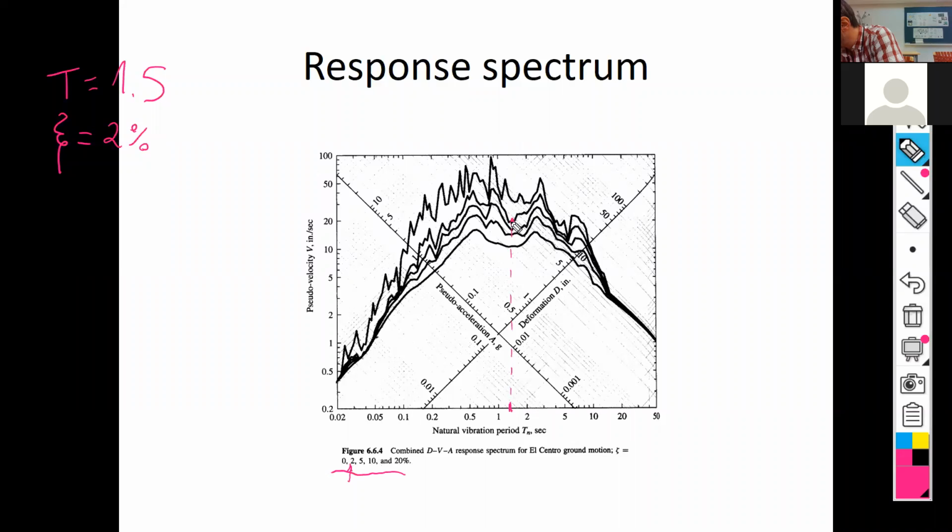And I arrive at that point. Okay? So I would obtain that my Vmax, the maximum speed, is going to be something like 30 inches per second, right? If I read out this value here. Remember, the scale is logarithmic. But so how do I get the maximum displacement and the maximum acceleration?